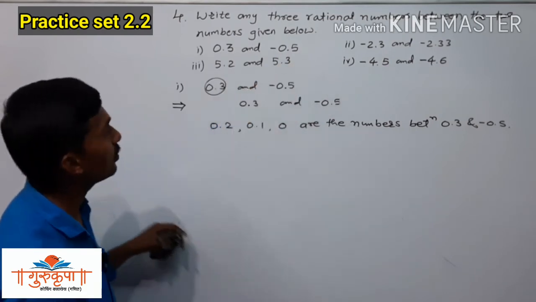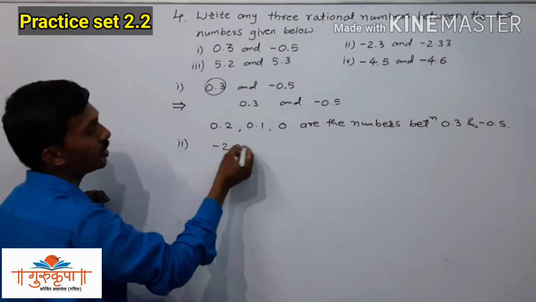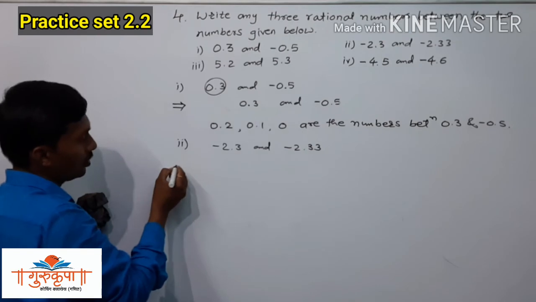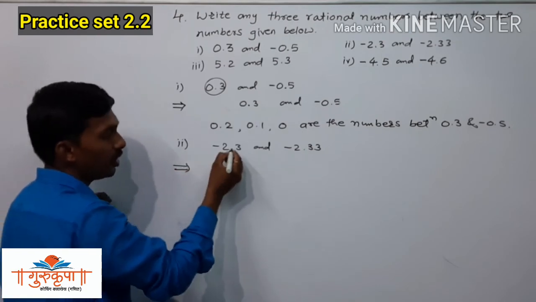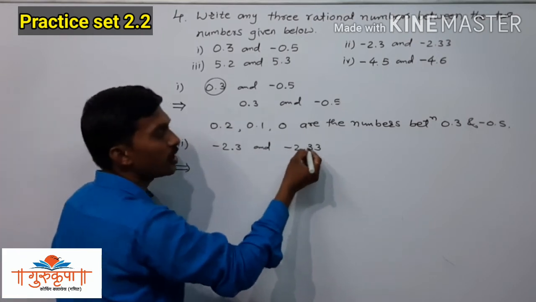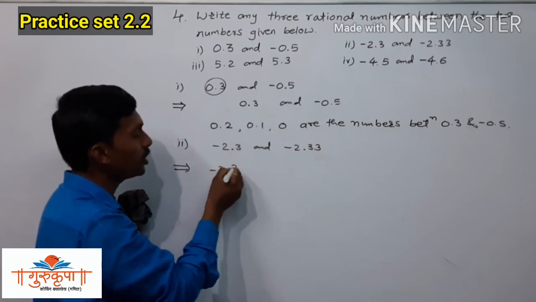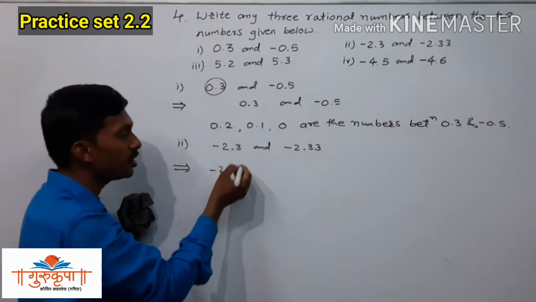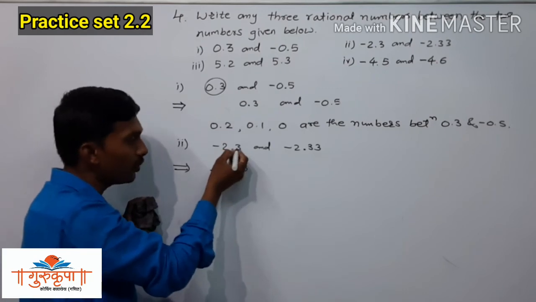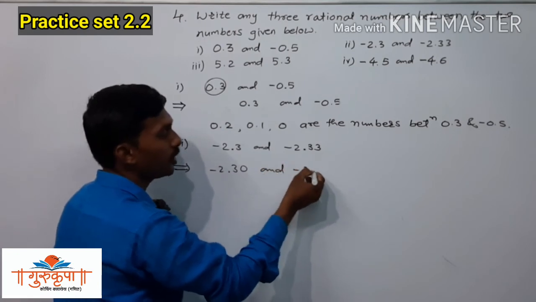Now we have the second example. We are given the numbers minus 2.3 and minus 2.33. Here after the decimal sign we have only one digit, and here we have two digits after the decimal sign. So here also we will take the second digit as 0, and you can write minus 2.3 as minus 2.30. Why do we take this 0? Since here we have two digits after the decimal sign, and here we have only one digit after the decimal sign. So we write this number as minus 2.33.